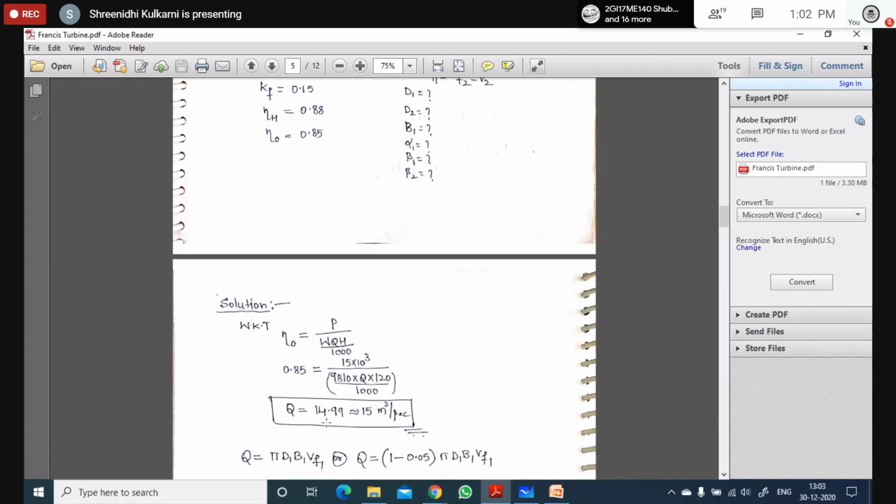So if we solve one problem, the rest of the problems are similar. There is no change in the procedure. The procedure remains same for all the problems. So once you calculate, let me know. See, power should be in kilowatts.